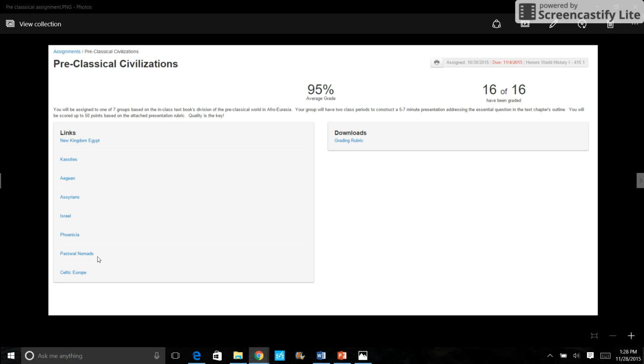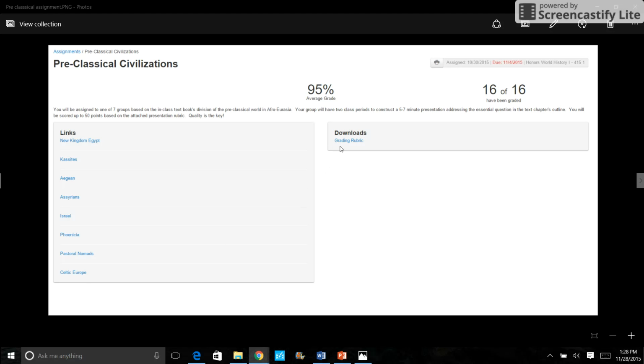pastoral nomads, which include all the peoples living along the steppe of Asia, and Celtic Europe, the Celts beginning in Central Asia and migrating across Europe until landing finally in Scotland on the Emerald Isle of Ireland.